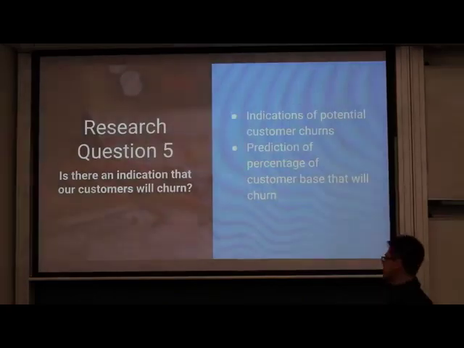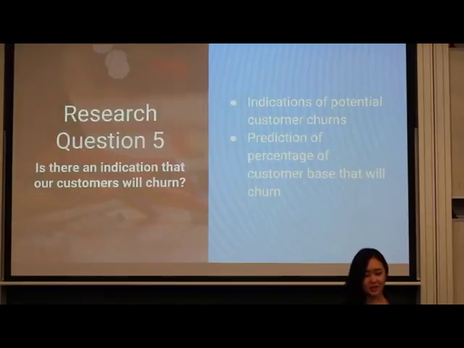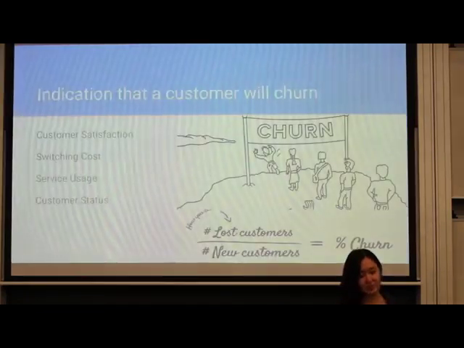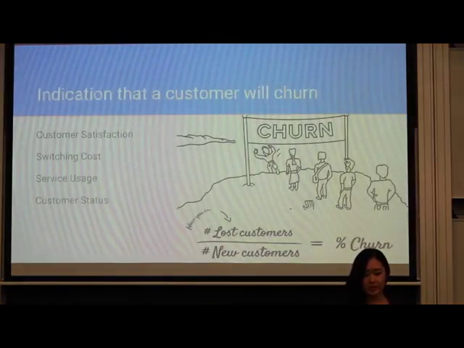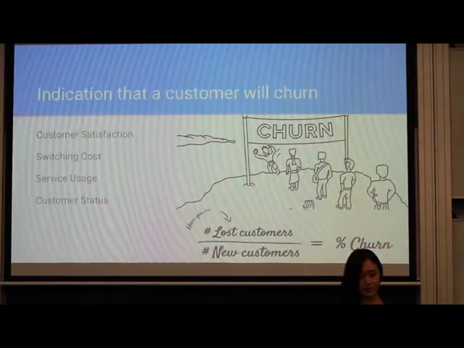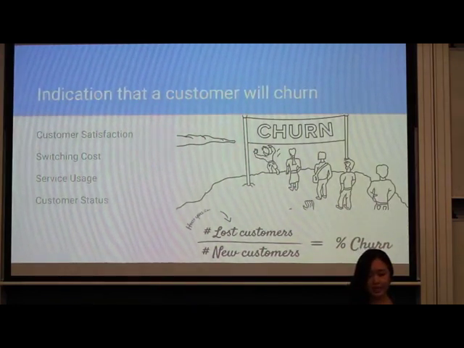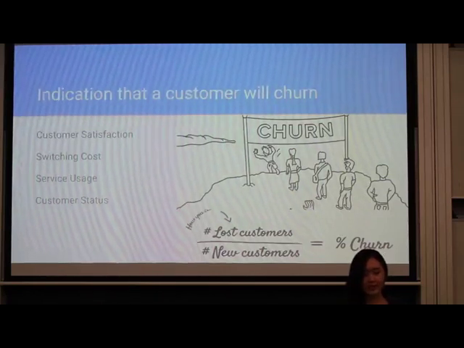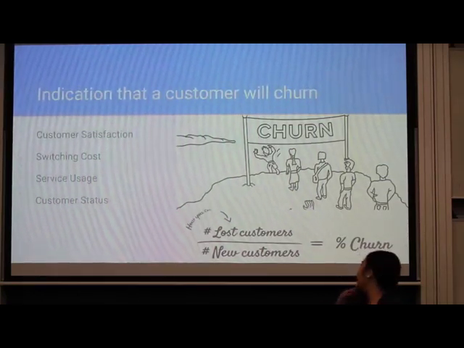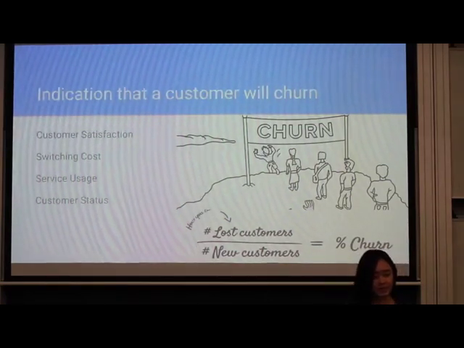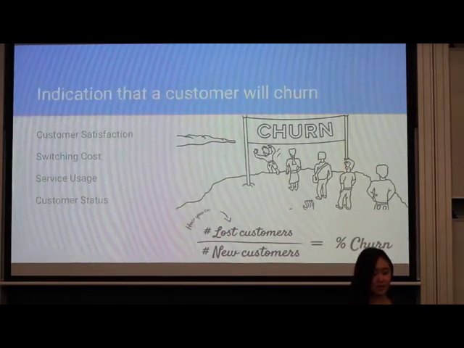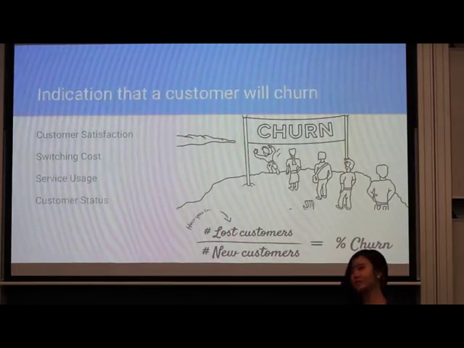Next. I'm Katina, and I'll be talking about the indications of customers that are likely to churn. First of all, the prediction of customer churning is very important for a business because they can take immediate action to retain customers before it's too late. There are several indications of customer churning, and this includes customer satisfaction, customer switching cost, service usage, and customer status.